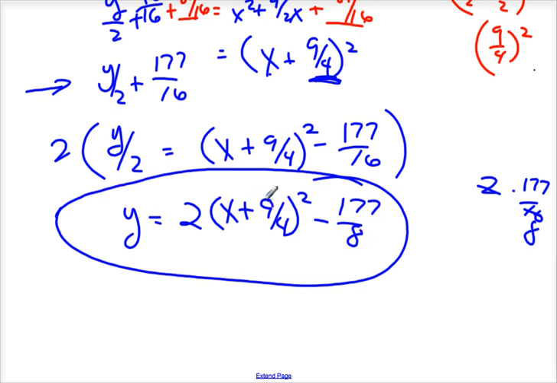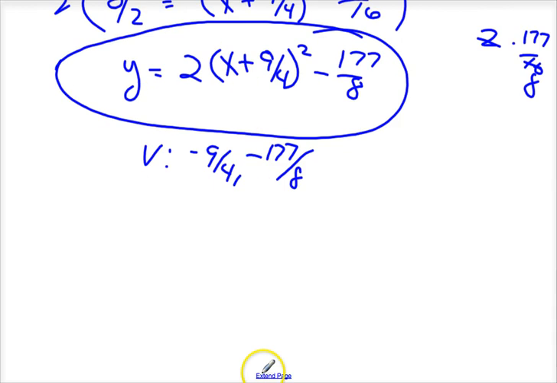If I asked you for the vertex of that one, you would say the vertex is at negative 9/4, negative 177/8. That's solving by completing the square and writing vertex form by completing the square.